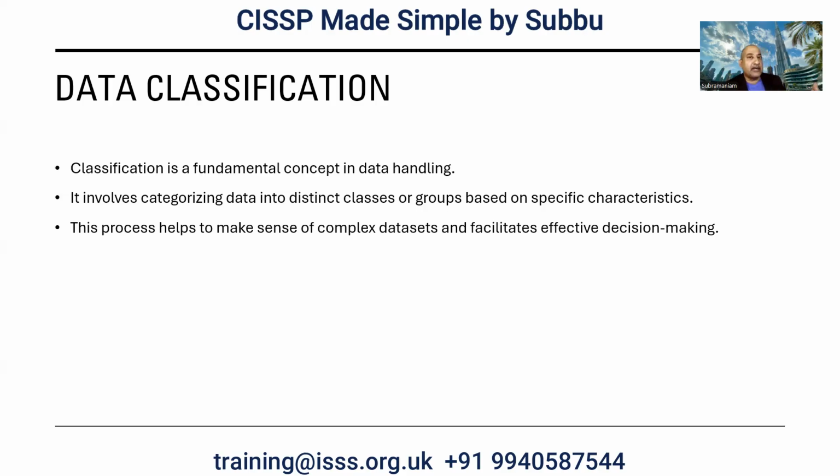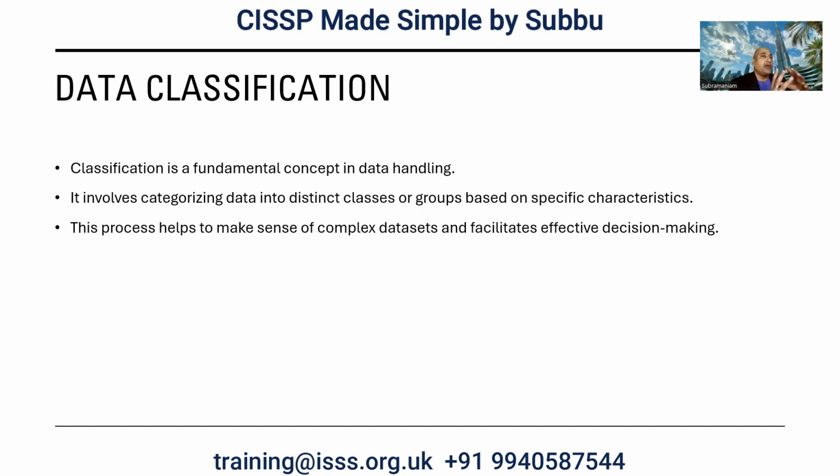So CIA, confidentiality, integrity, availability; disclosure, alteration, destruction. CIA, opposite is DAD. Now classification is a fundamental concept for the data handling. It involves categorizing the data in distinct classes or groups based on the specific characteristics. So the labeling process helps to make sense of complex data sets and facilitates effective decision making.